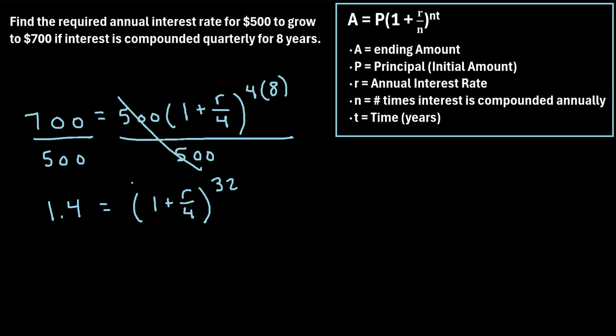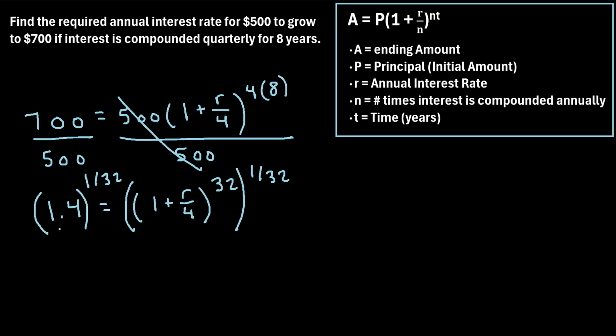Okay, so to solve for R, we want to get rid of this pesky 32 in the exponent. So one way to do that is to raise this entire quantity to the power of 1 over 32. Because when we have an exponent raised to another exponent, the way to simplify that is to just multiply the exponents. So when we have 32 times 1 over 32, this whole thing would just become 1. So it would have an exponent of 1. So we can also do that to this left-hand side right here. We'll say let's raise it to the power of 1 over 32.